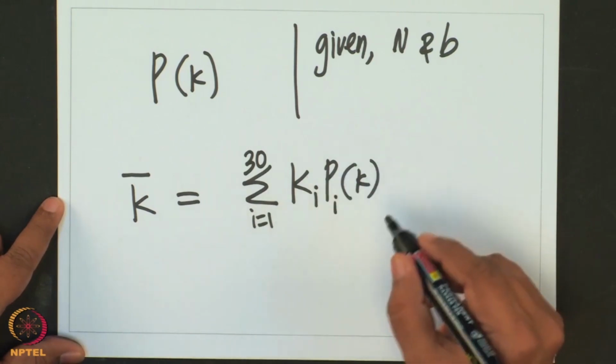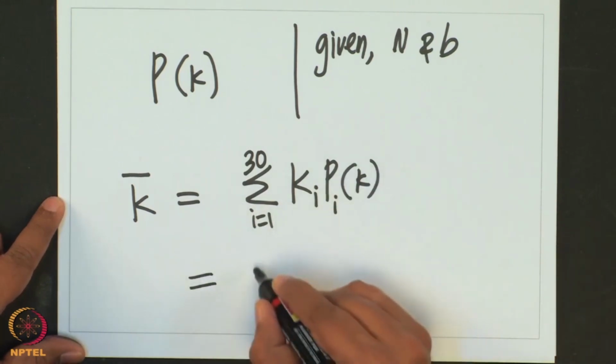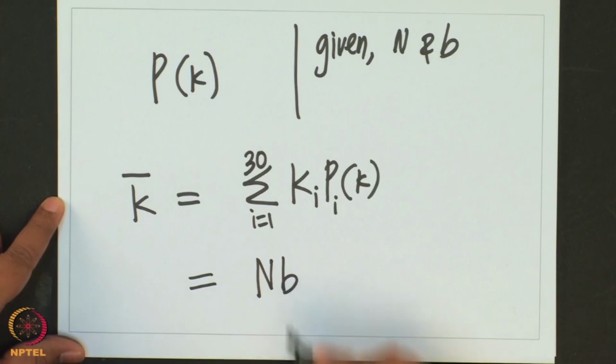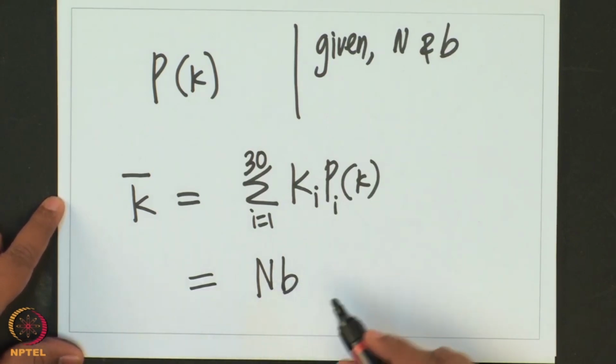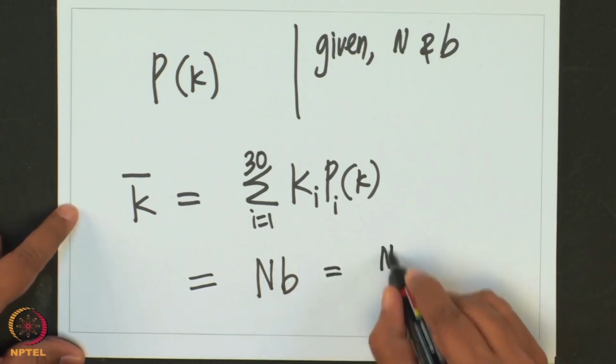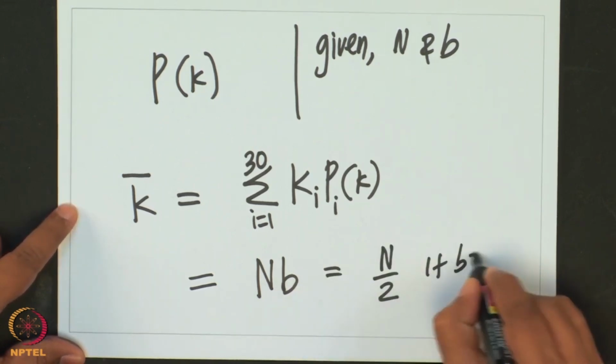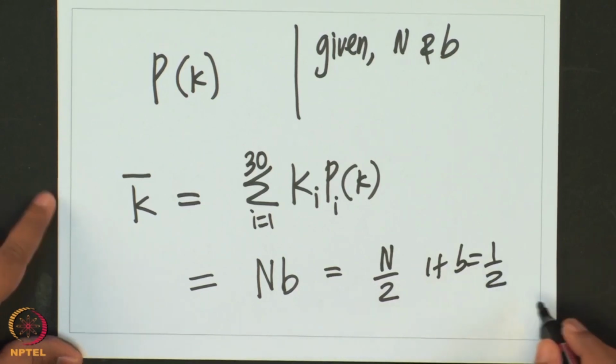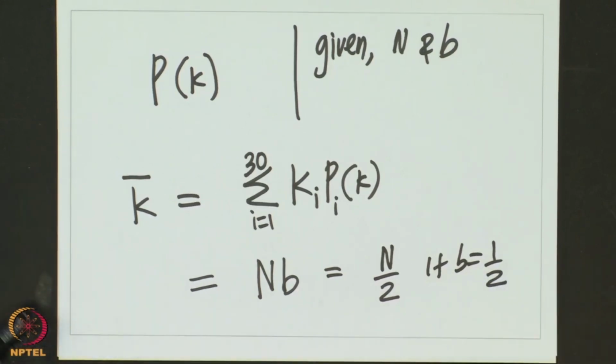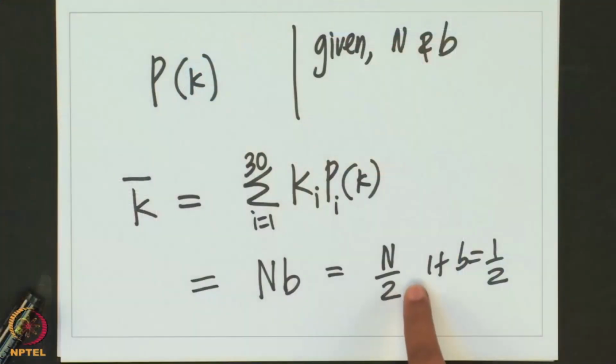And this would be the mean value, and it turns out that this is n times b. So the number of girls, if the bias is half, would be exactly n by 2 if b is equal to half. So if you have 10 tossings and you go to many places and do 10 tossings, your answer will be n by 2.